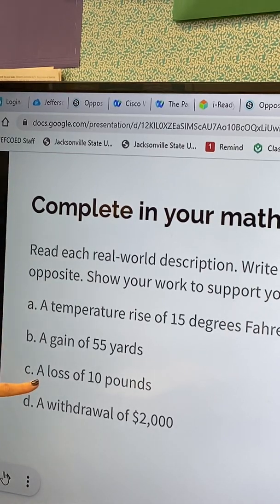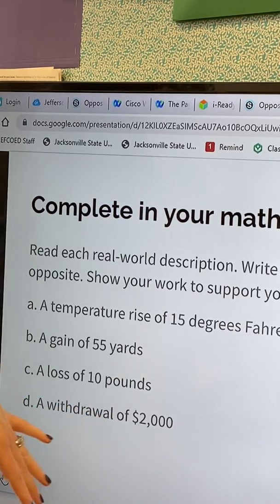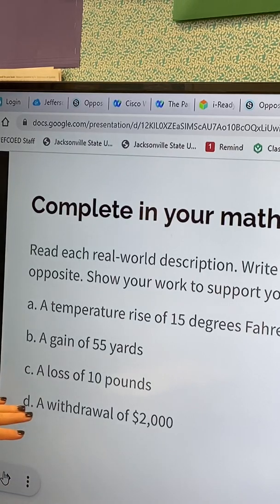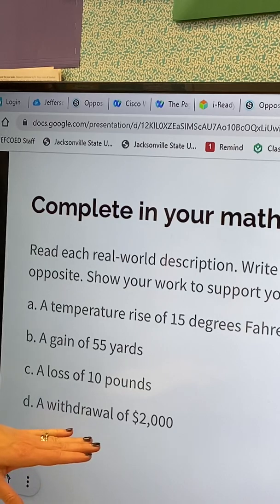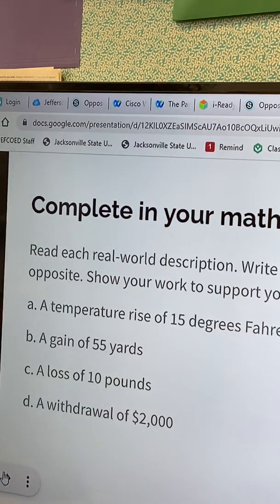What does loss mean? Negative. Negative 10. So what's the opposite of the opposite of negative 10? Negative 10. D, a withdrawal of $2,000. Negative $2,000, because it's the opposite of the opposite. And withdrawal means opposite. It means negative.